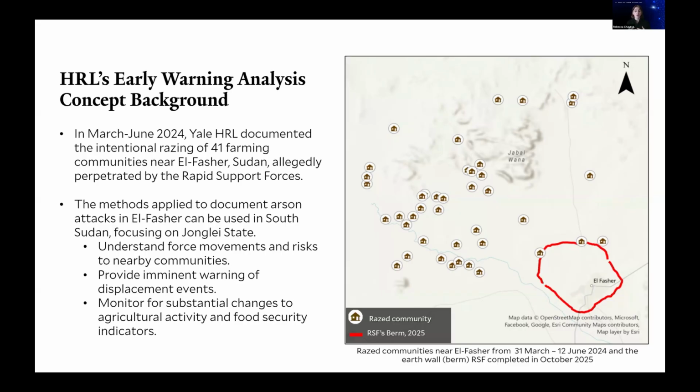Because of this, we built a semi-automated system that will be able to identify arson attacks and potential human security incidents, which can then provide information such as forced movements, as well as risks to nearby communities, and provide potential imminent warning of displacement events, while also monitoring for substantial changes to agricultural activity and other food security related indicators such as market activity.